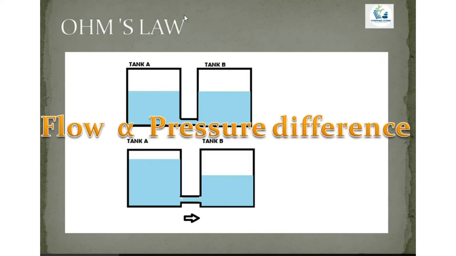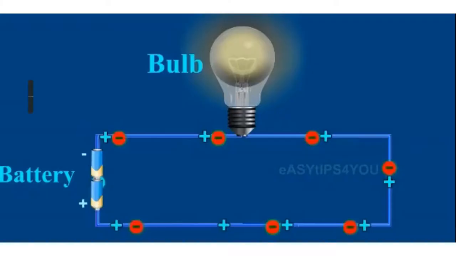So viewers, in my last video I started with a new topic, Ohm's Law, and I explained with the help of these diagrams that flow of water from one tank to another is directly proportional to the pressure difference. Similarly, in electricity, the current flow is proportional to the electric pressure difference, which is called potential difference.